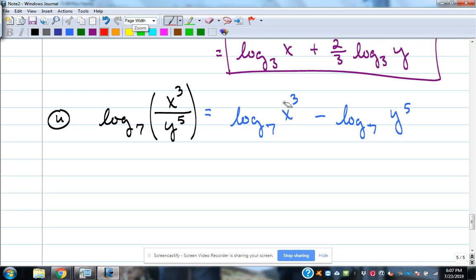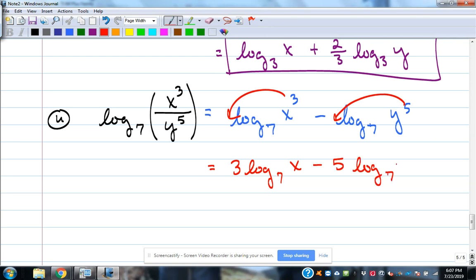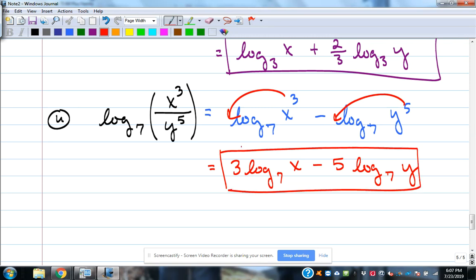Then we look at each individual piece and say, can I do anything else to this one? Well, there's a 3 exponent. Where can it go? Down to the front. This one has a 5 exponent. It can go down to the front of it. So minus 5. And there we've expanded that as far as possible. So here we had a couple of properties. We had the power property and the quotient property all together.